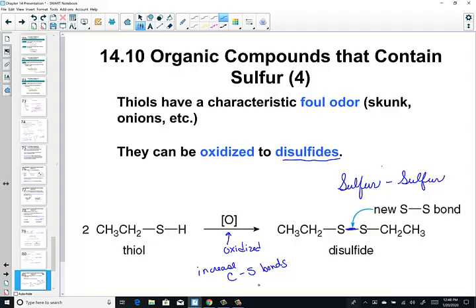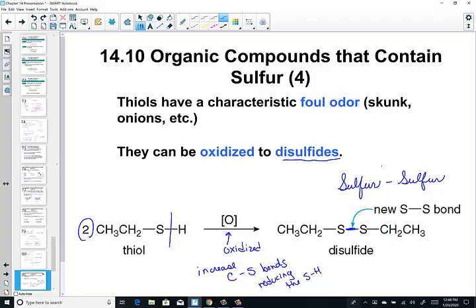You can think of it as reducing the number of sulfur to hydrogen bonds. Oxidize, increase the carbon to sulfur, and reducing the sulfur to hydrogen bond. So I'm going to break a bond between the sulfur and hydrogen and link together the two sulfurs.